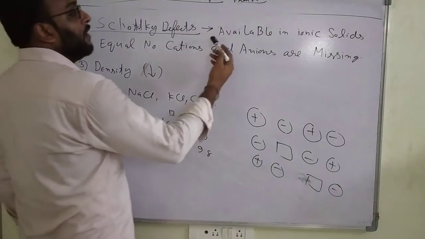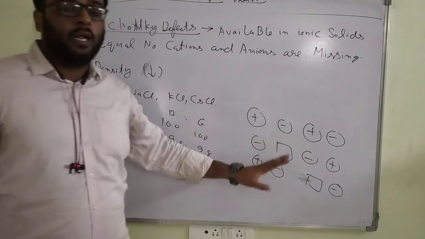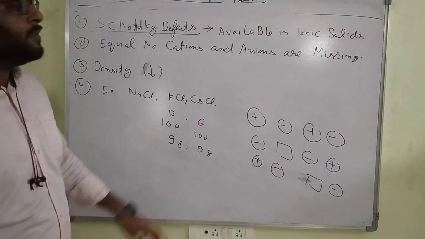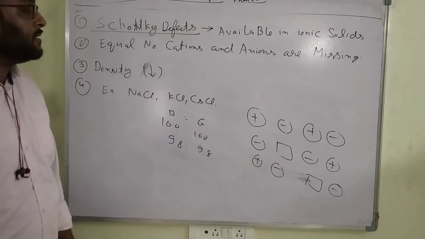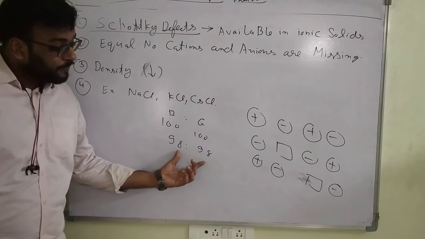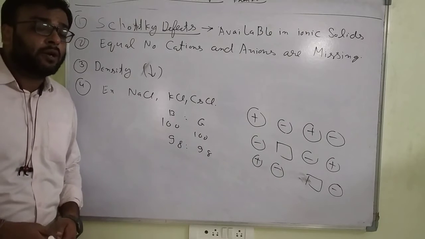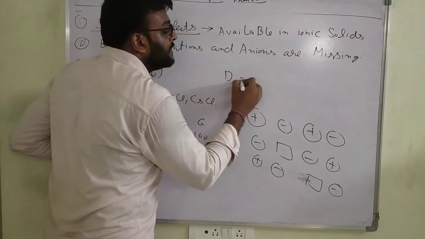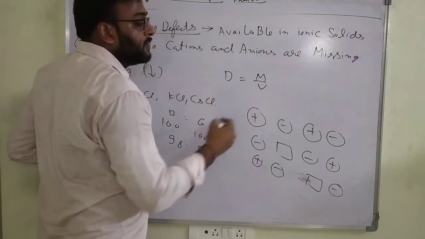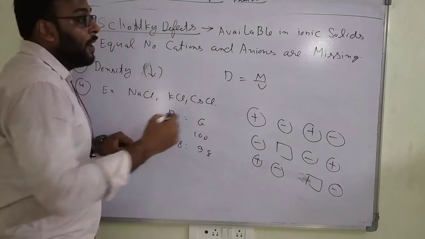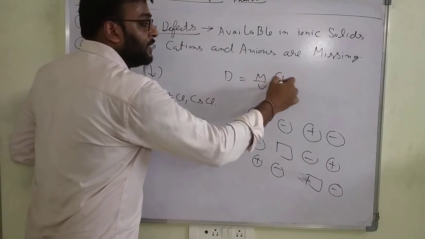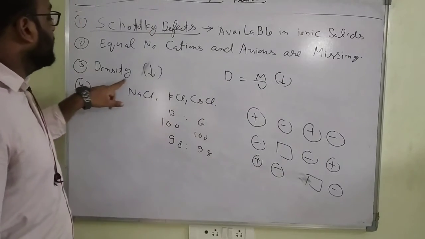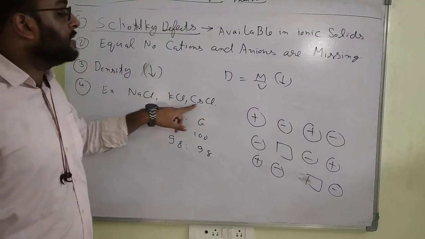So what is the first point? It is available in ionic solids, because ions should be there, cation and anion. Equal numbers of cations and anions are missing. Second point: if 2 girls and 2 boys are not available in the structure, what happens to density? Density is mass per unit volume. Suppose volume is fixed. Mass is decreasing because students are absent, so density will automatically decrease. Example: NaCl, KCl, CaCl.